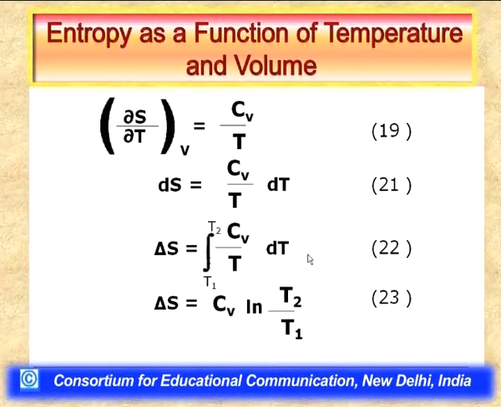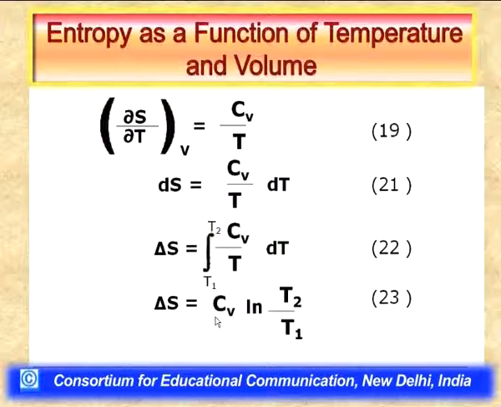If our heat capacity at constant volume is independent of the temperature range in which we are working experimentally, then we can take Cv out of this integral. When we take Cv out, we end up with the integral of dV by V within limits T1 to T2, and the integral of dT by T within limits T1 to T2. When we integrate this expression, we get a simple expression: delta S equals Cv ln T2 by T1. So, this is a very simple expression.